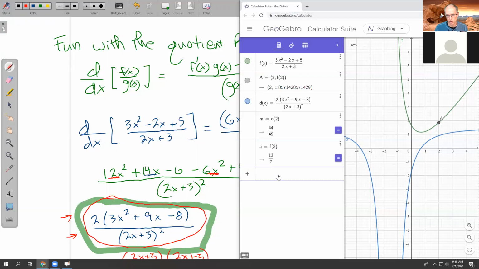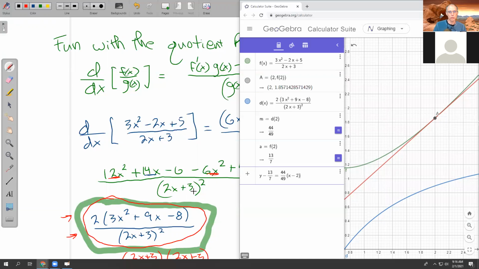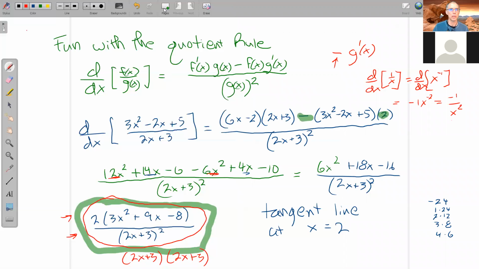So now I have the tangent line, if I got all this right: y minus the y value, 13/7, is equal to the slope, so I'm using the point-slope form, 44/49 times x minus 2. And yeah, that looks pretty tangent there. We can zoom in. All right, so let's write that down and clean it up a little bit. 13/7, 44/49.